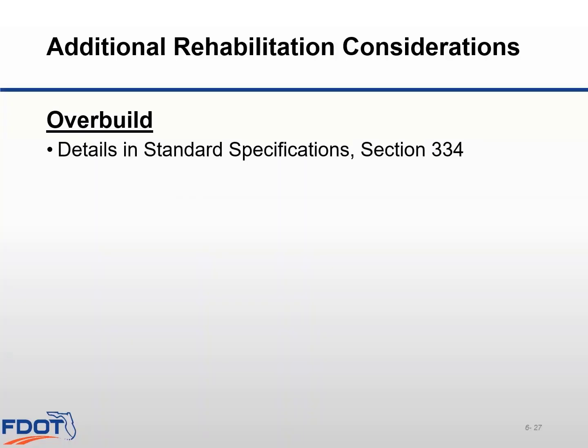There are a few other considerations for rehabilitation design that I want to discuss. Overbuild is the first topic. Overbuild is additional asphalt that's placed at a specified cross slope and grade to correct existing cross slope or super elevation deficiencies. You should consult with your district materials office for recommendations with respect to overbuild. The details for overbuild are included in the standard specifications, section 334, and here are some specifics that I want to point out.